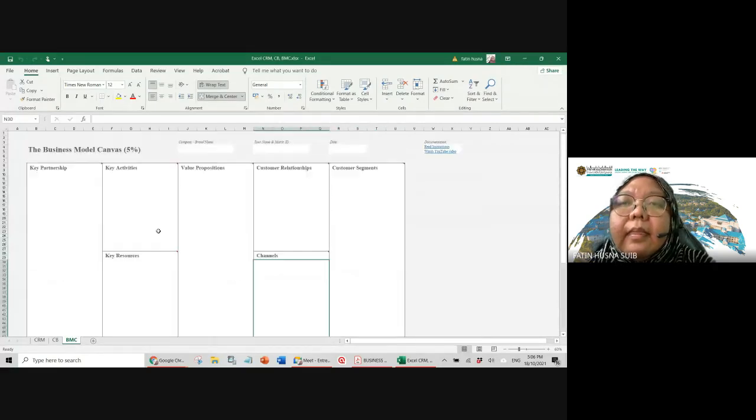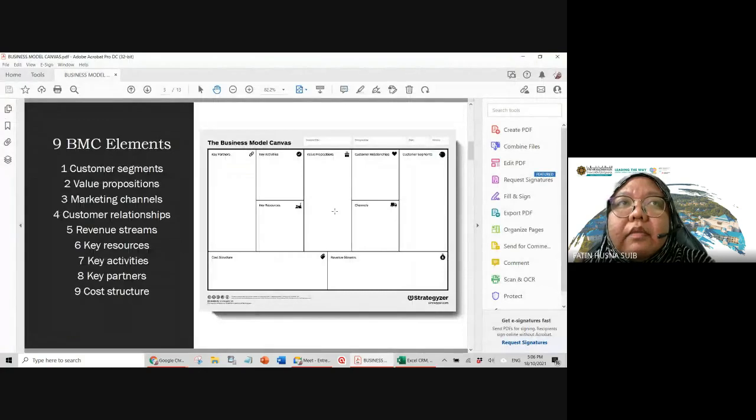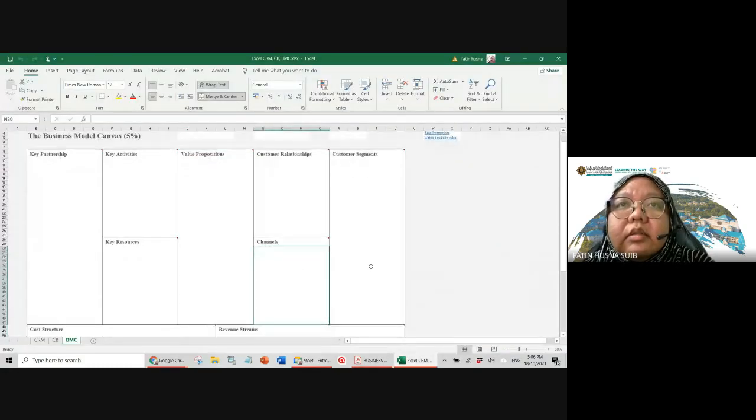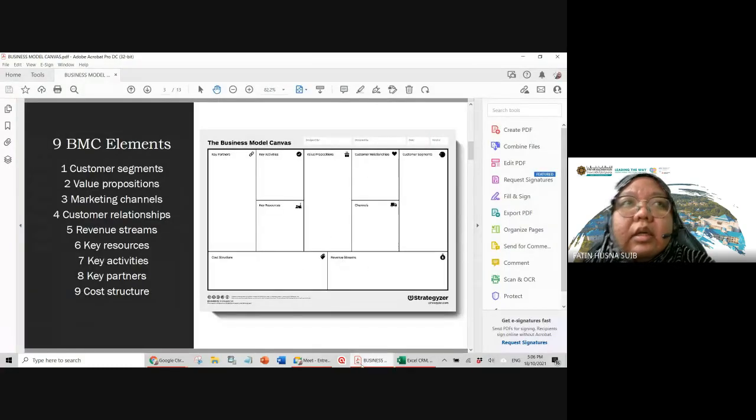Okay. So we start with customer segment first, then we go to value proposition. After that, we go to marketing channels, which is here. This is the channel. We go to channels, and then after the channels, we go to customer relationship around here. And then we go to revenue streams, and then key resources, and then key activities, key partners, and also cost structures.